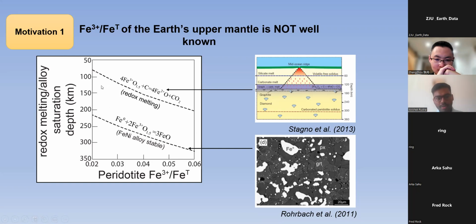So in order to understand the depths at which these reactions can take place, we need to understand what the ferric iron system is. So for example, this is the ferric over Fe total, which is the ferric iron content versus the total iron of the upper mantle peridotite. And you can see that as the amount of ferric iron in the system goes up, the depth at which these reactions occur goes down. So to understand the depths better, we need to understand the values of the x-axis better. That's the first motivation. What is the ferric iron content of the upper mantle?